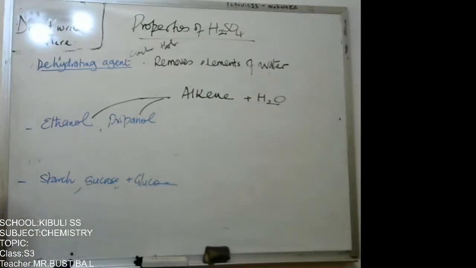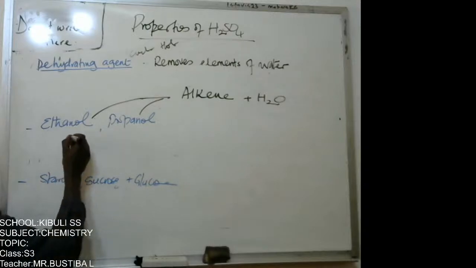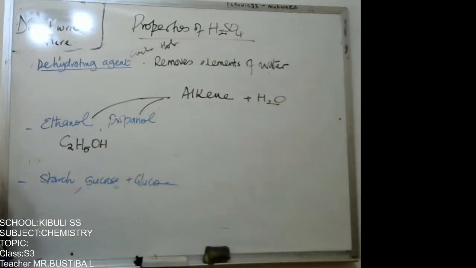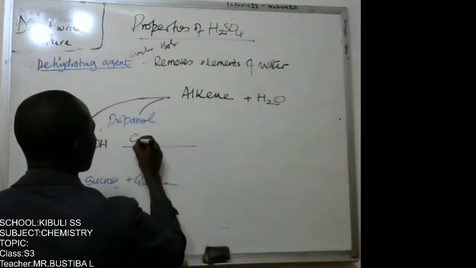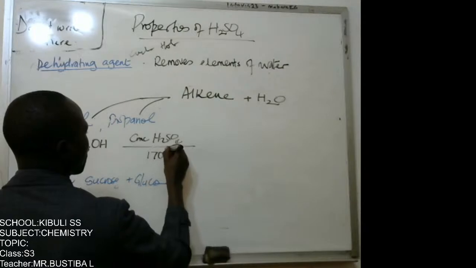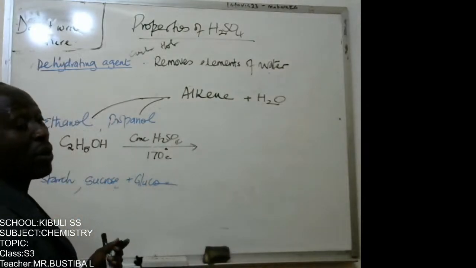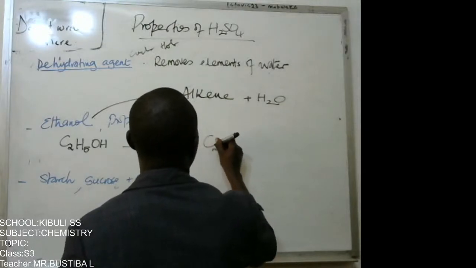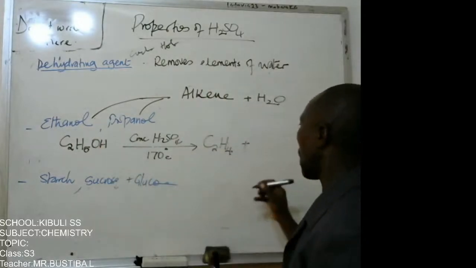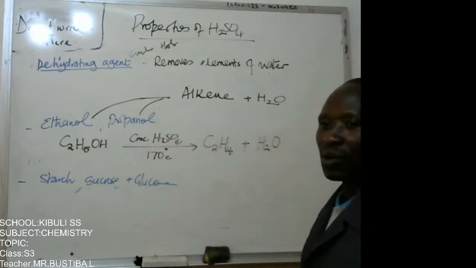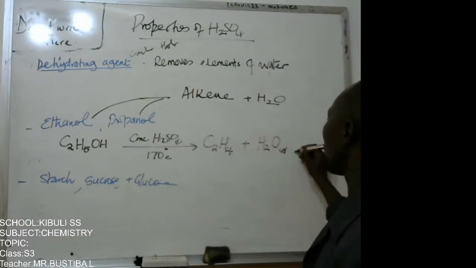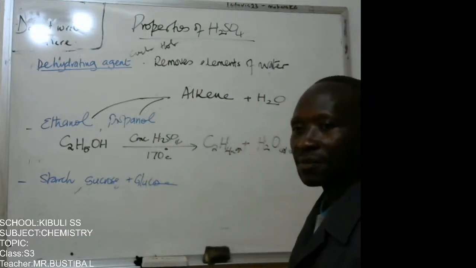So do you remember ethanol? Yes. What was the formula for ethanol? C2H5OH. In the presence of concentrated sulfuric acid at a specific temperature of 170 degrees Celsius, what do you obtain? C2H4. What has been removed? Hydrogen and oxygen. How many hydrogens? 2. How many oxygens? 1. And those two combined in a ratio of 2 to 1 give you water. This is given off as a gas.